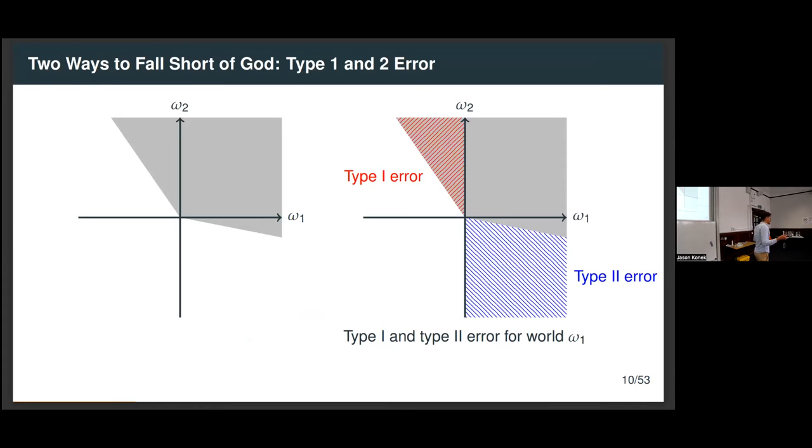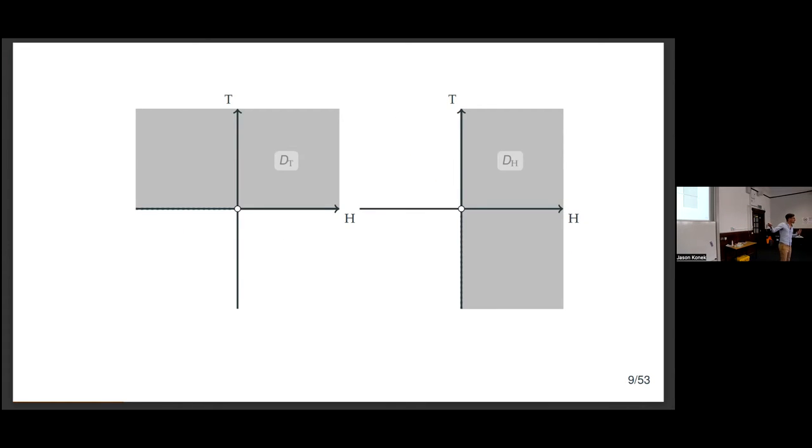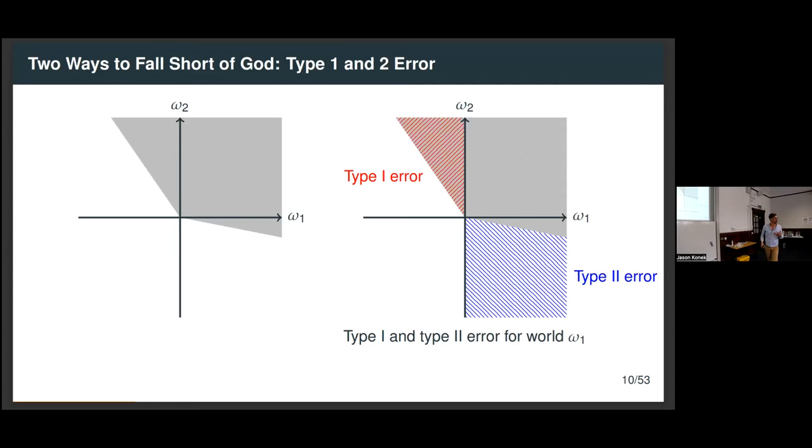Okay, now there are two ways, I said, or well, we can fall short of God. I claim there are two obvious ways we can fall short of God, and they correspond to familiar notions of type one and type two error. So if this is your set of desirable gambles, then you've fallen short of God. Let's say we're in the heads world, we're in world one. Then you've said that a bunch of stuff is almost desirable, but God didn't. You went out on a limb, you said something false. It's type one error. You also failed to say that a bunch of gambles were desirable when God did. So you were silent about a bunch of stuff that God wasn't. That's a kind of type two error.